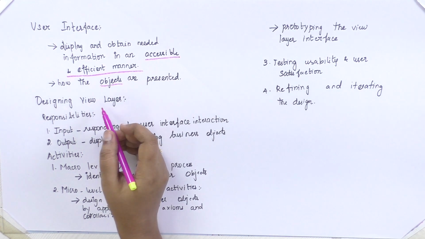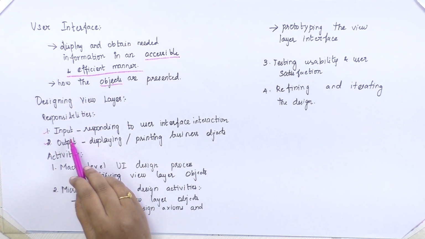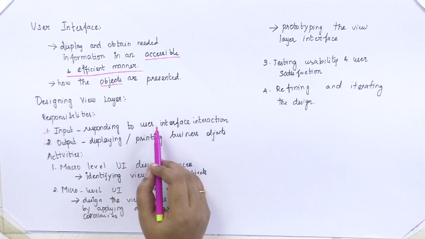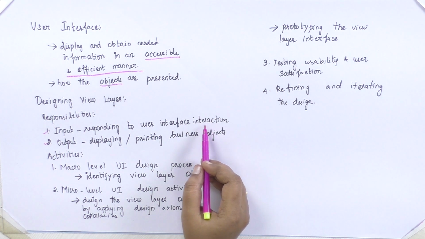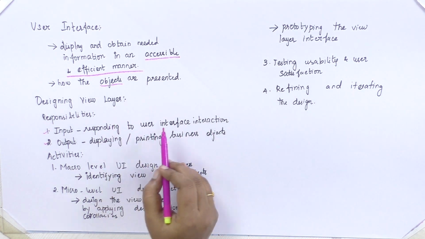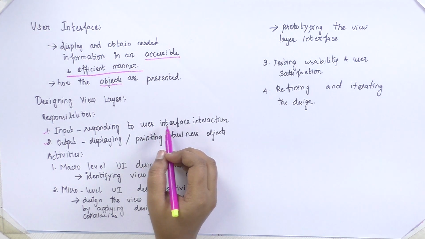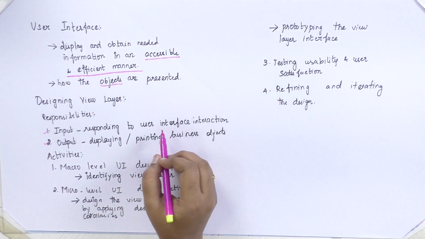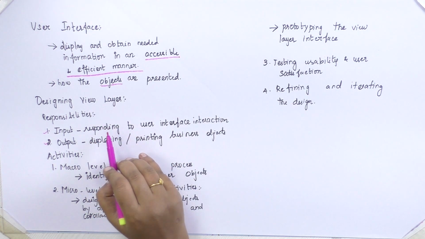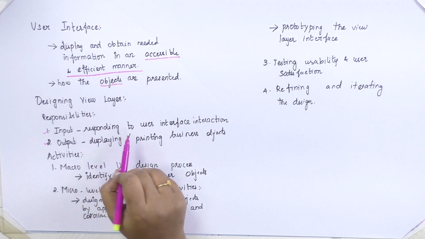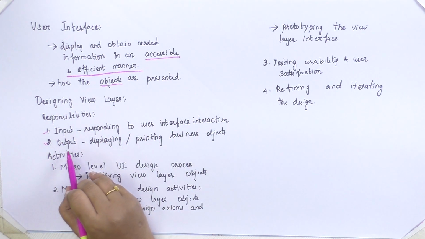So basically the view layer has two responsibilities. One is it has to take the input from the user when the user is interacting with the system. For example, if a user is clicking on a button or selecting a menu, for those actions my user interface or the view layer has to respond and translate those interactions to our system. The next responsibility is output.